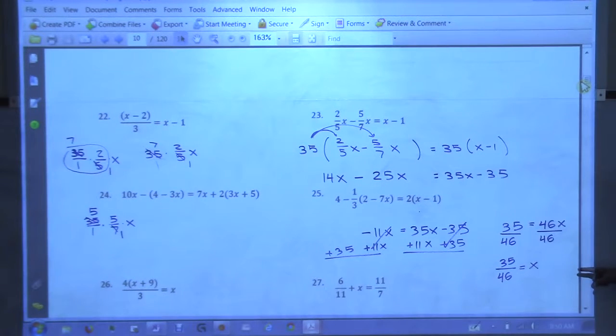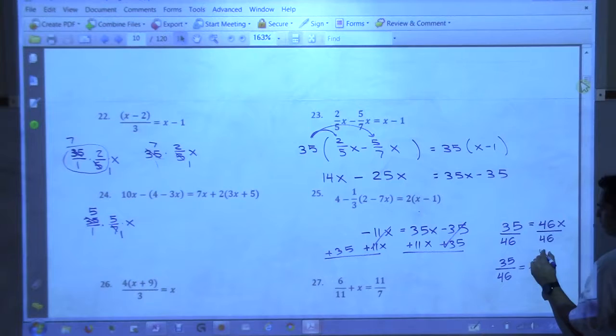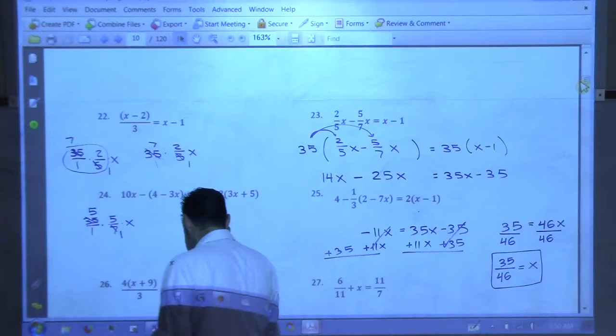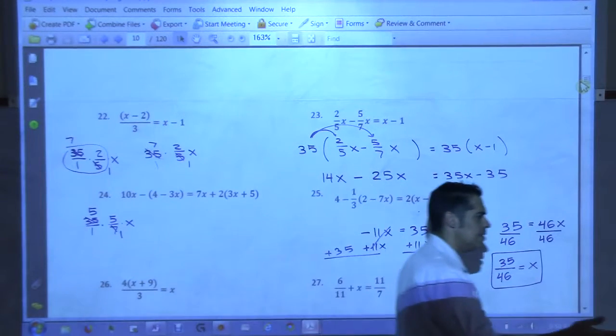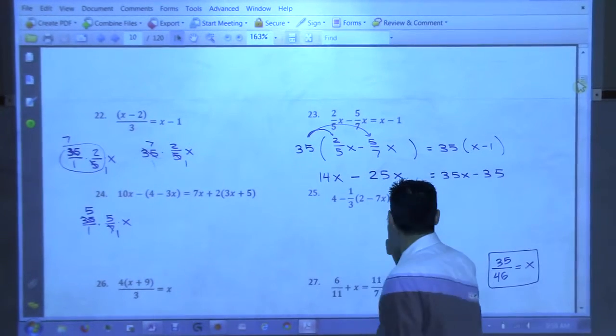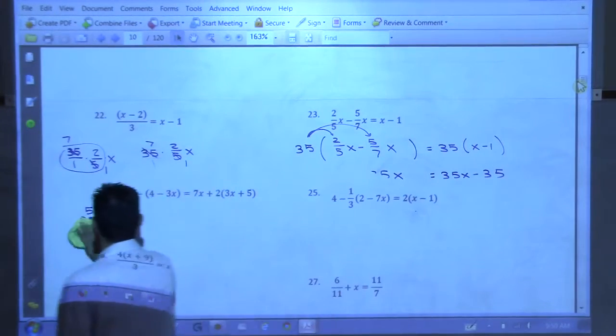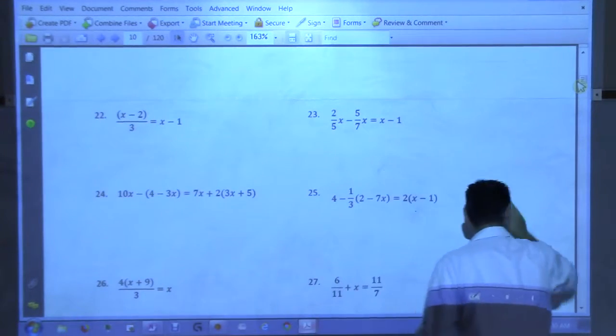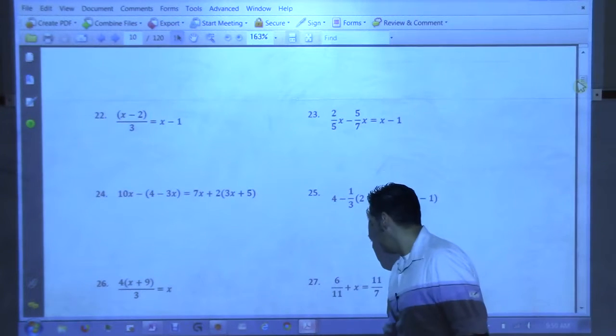Okay. Now, can we reduce that fraction? Is there anything that goes into both of these? We've already talked about how you could do this. You have to break that down to 7 times 5 and then break this down, see if anything cancels, but it doesn't reduce. Did you get the same thing? Yes? Okay. All right. You're going to need to practice these for sure to make sure you're clear on it.